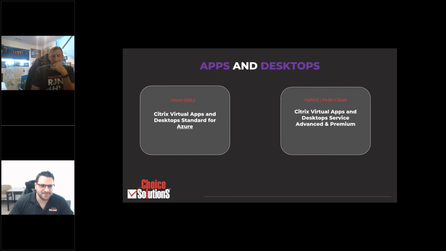That was pretty cool. So the first thing on the apps and desktop side is considered Azure only, and that was recently Citrix Managed Desktops from Citrix. It got rebranded to Citrix Virtual Apps and Desktop Standard for Azure. So that's our first one, and then we'll be looking at the hybrid multi-cloud. And we say hybrid multi-cloud because using Citrix Virtual Apps and Desktop Service Advanced and Premium, you have the ability to do hybrid in the sense where you can have multiple resource locations, which we'll talk through today.